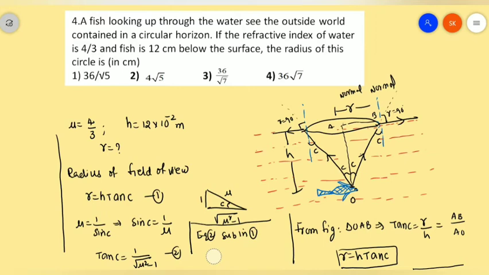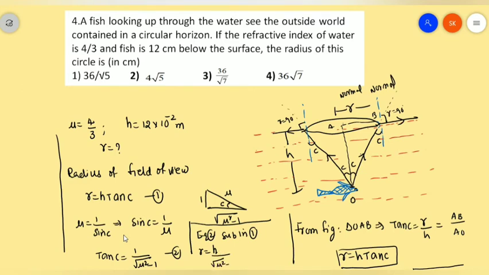Tell me, what is the formula for the radius? What you got is radius equals H tan C. Here we have to substitute the tan C formula, 1 by root nu square minus 1, in equation 1. When you substitute in equation 1, then what will you get? H by under root nu square minus 1 you will get.